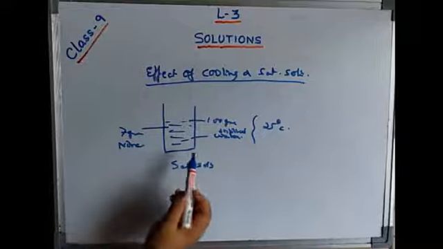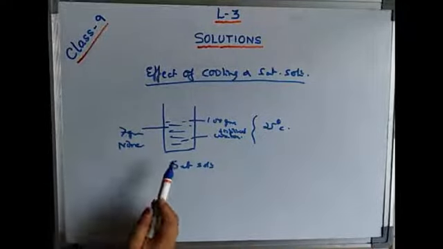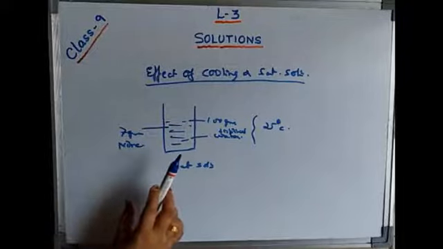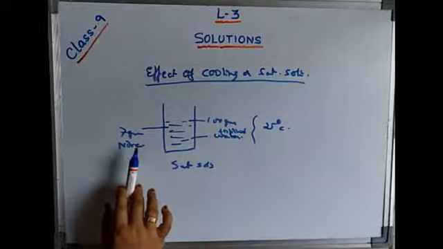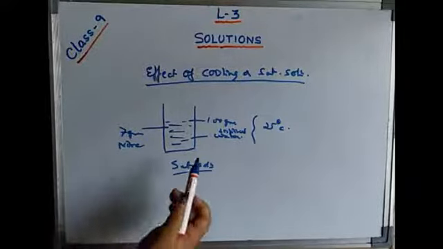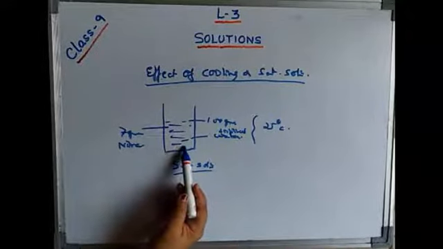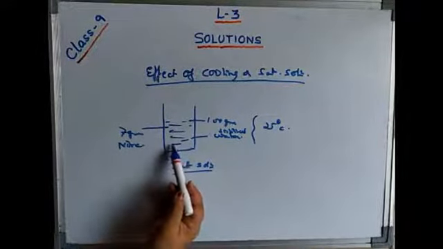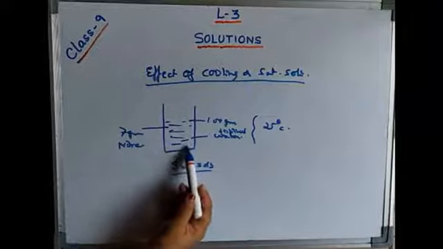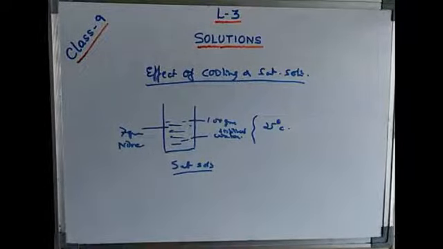What will happen now if we start decreasing the temperature? The solubility of the solid, that is the niter, will usually decrease with the fall of temperature. That means if the temperature falls, we will find that the solubility also decreases. So of the 7 grams that had dissolved, now 1 or 2 grams remain undissolved and form crystals in the lower part.